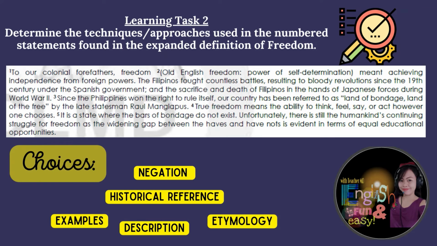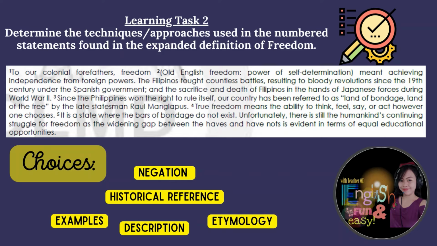Now, let me explain the learning task 2 in our LEAP or Learner's Packet. So you have to determine the technique used in each statement. So the choices are negation, historical reference, examples, description, and etymology. So for example, sentence number 1. To our colonial forefathers, freedom meant achieving independence from foreign powers. So what technique is used in this statement? Is it negation, historical reference, example, description, or etymology? Again, to our colonial forefathers, freedom meant achieving independence from foreign powers.